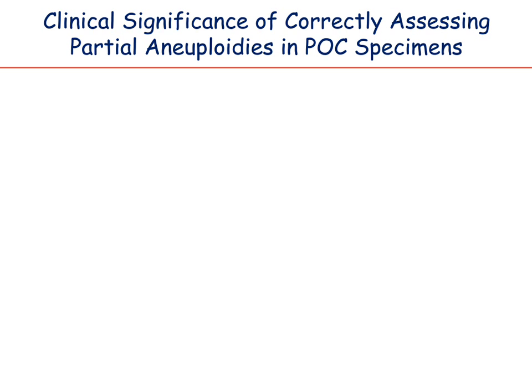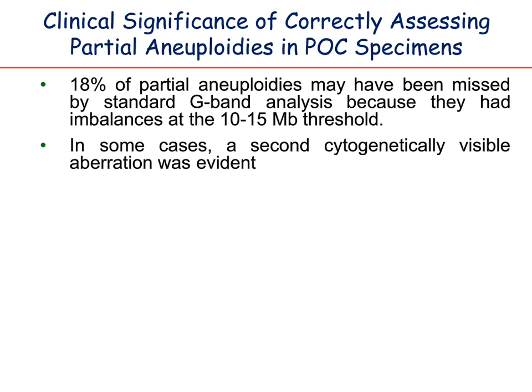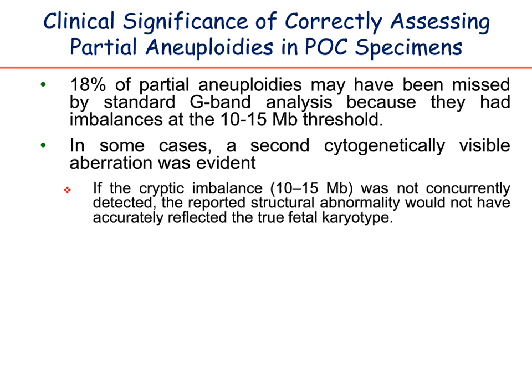We know from the study that about 18% of partial aneuploidies may have been missed by standard G-band analysis because they had imbalances at that 10 to 15 megabase threshold. In some cases, as I said, a second cytogenetically visible aberration was evident. You could argue that if the cryptic imbalance was not concurrently detected, the reported structural abnormality would not accurately have reflected the true fetal karyotype.